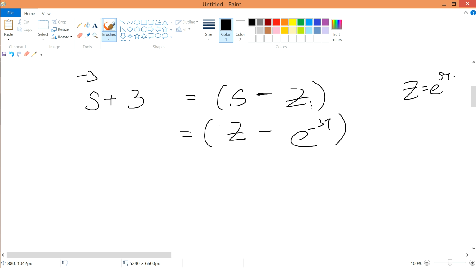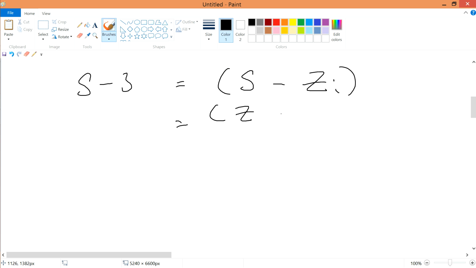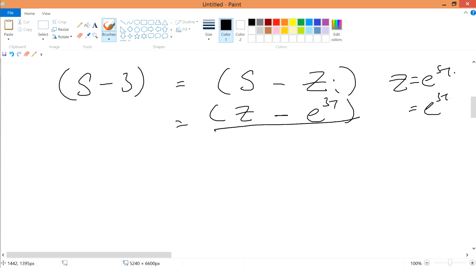Alright, but the key issue now is that if I have s minus 3, then what should I write? Same thing, I'll just write s minus zi. This is the proper way. I change my s to z, and then minus zi, your z is equal to e^(st), standard. So your s is what? In order for this to be equal to 0, your s must be 3, so therefore you have e^(3t), so I'll just write e^(3t), and that's it. So this is your formula.